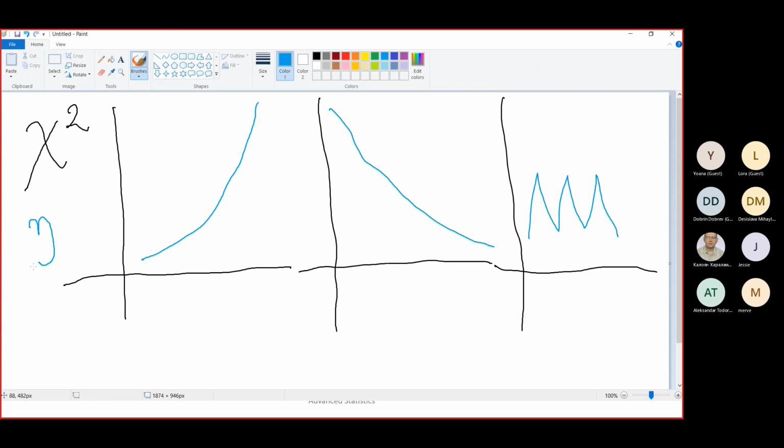Like this. But eta square is called coefficient of determination, and usually we prefer this coefficient of determination because coefficient of determination shows percentage of variance of a dependent variable, which is explained by the independent variable.